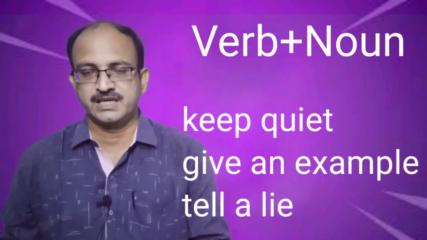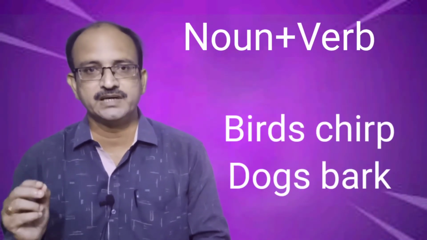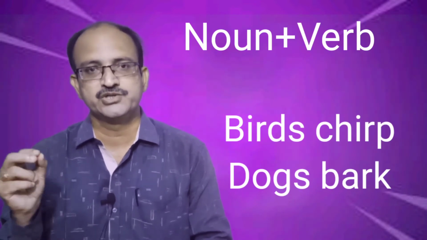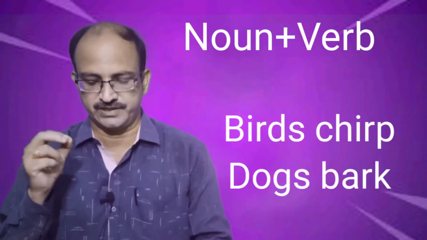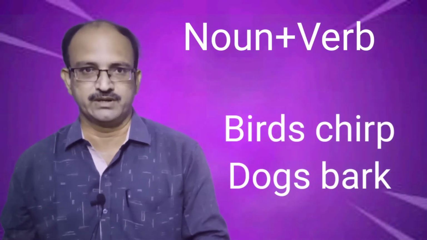Take for example the first one, verb plus noun. So you know, keep quiet. Keep is the verb and quiet is the noun. Like that, tell a lie, give an example. Then noun and verb, another one. Birds chirp. Bird is the noun, chirp is the verb. Birds chirp, dogs bark. That is a noun and verb collocation.